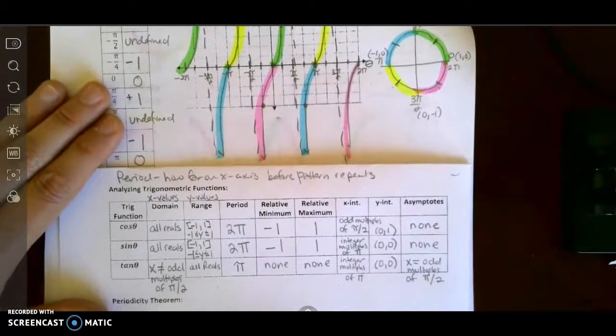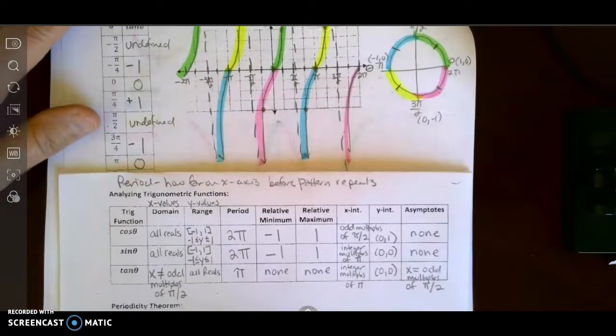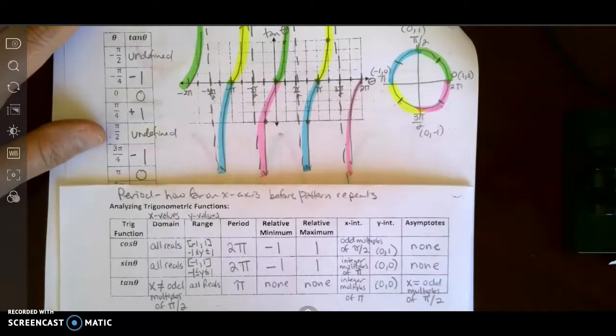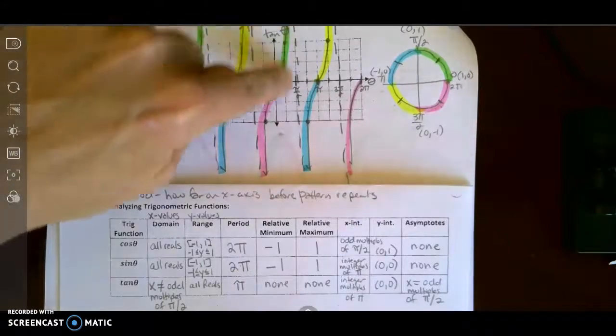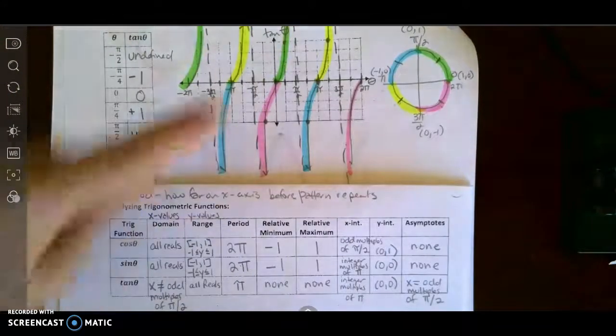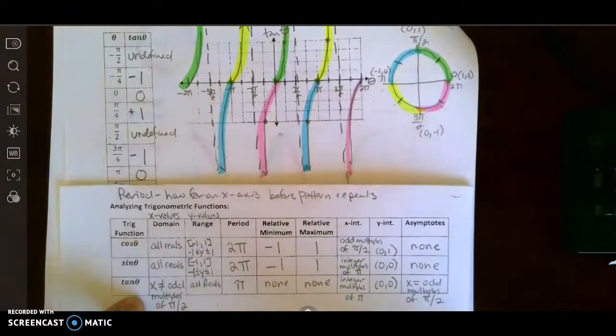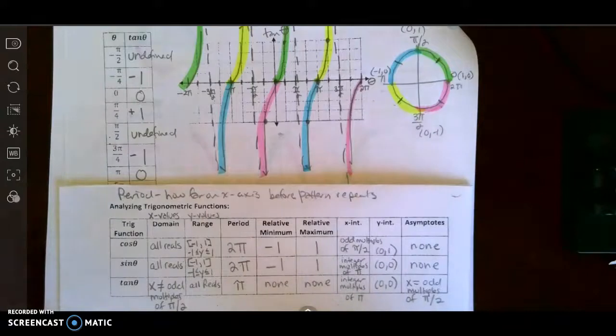Okay. So again, I want you to notice the biggest difference with tangent from sine and cosine is that the period repeats every pi. These curves only take 1 pi, and then you have another curve. And that pattern repeats every pi. And we have asymptotes at x equals the odd multiples of pi over 2. So I'm going to do the periodicity theorem and the examples on the next page in the next video.